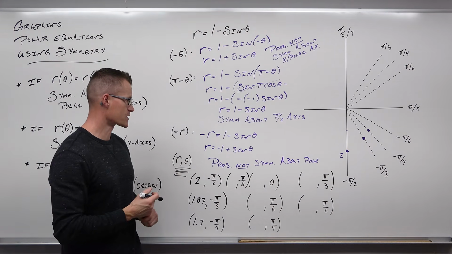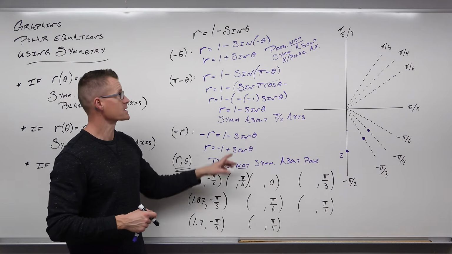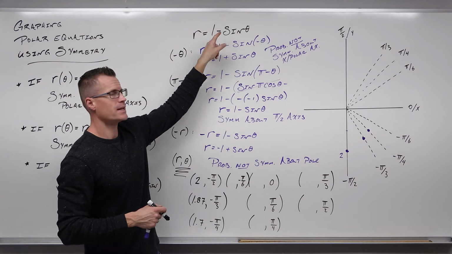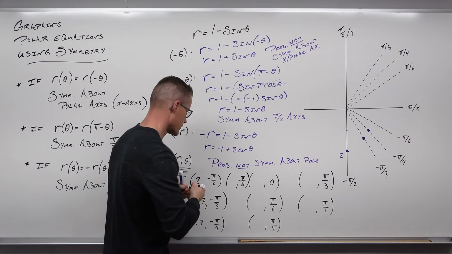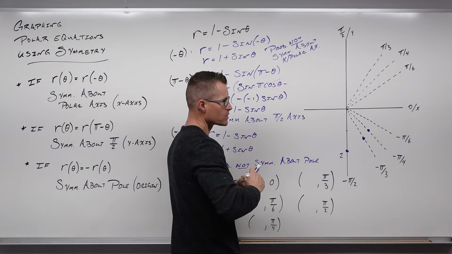Somehow I forgot negative pi over 6. So that's slightly closer to that pole. Let's plug in negative pi over 6. Sine of negative pi over 6 is negative 1/2. So 1 minus negative 1/2, that's 1 plus 1/2. That's 3/2, or 1.5. That's a little bit closer to that pole.